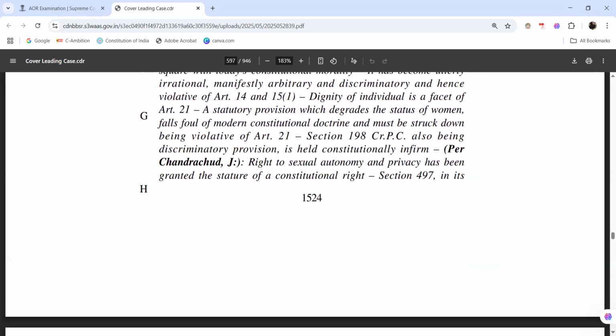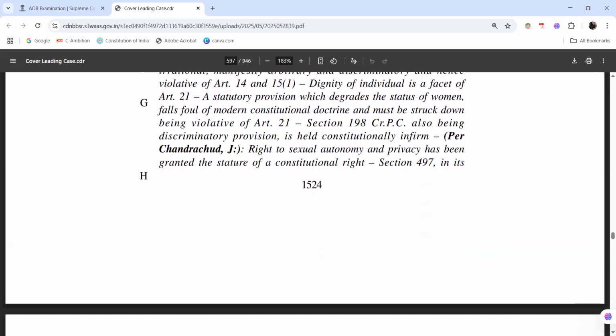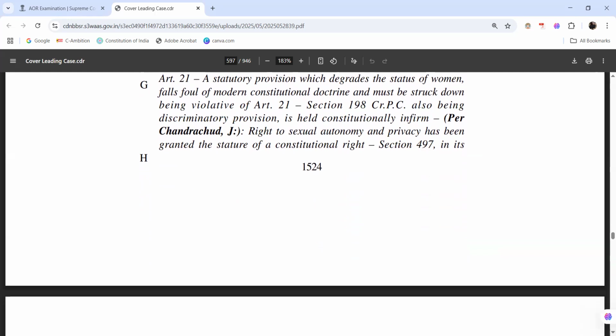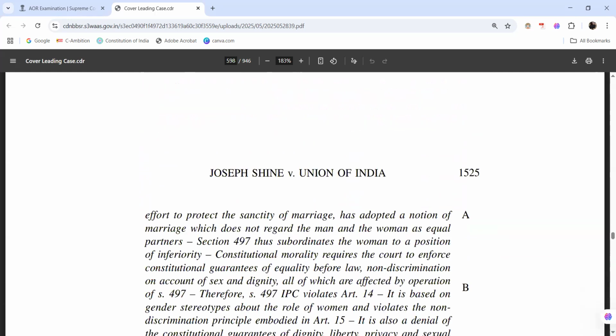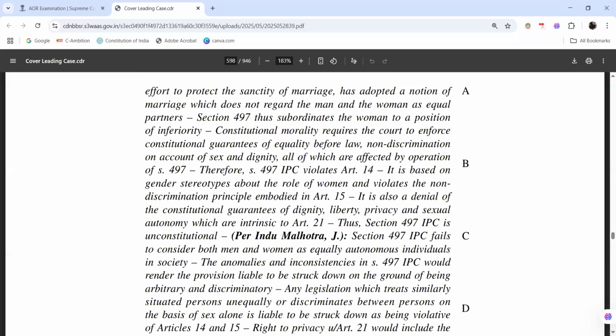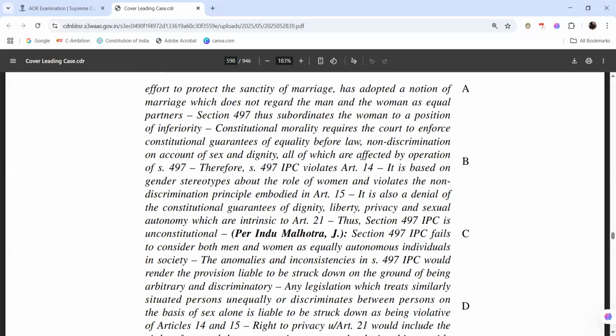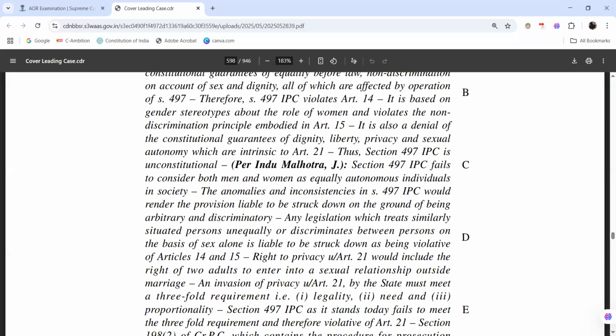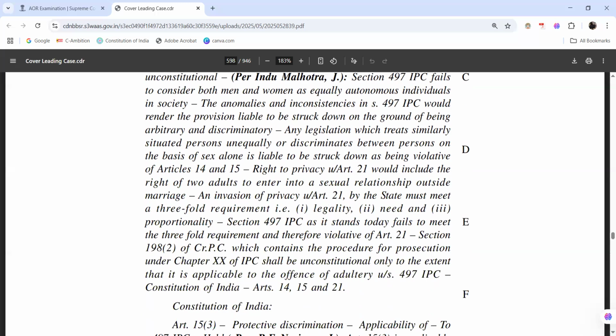There is a right of sexual autonomy and privacy that is granted to a person by virtue of Article 21 of the Constitution of India. Therefore, when the state intervenes within that private sphere, where there is a given consensual sexual relationship, the state is breaching the public-private divide that exists in legal systems, and thus violates Article 21 of the person concerned. So it is also an invasion of privacy under Article 21.